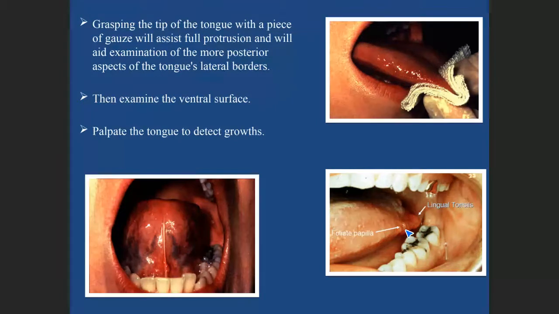On the lateral border of the tongue, you will also see the foliate papilla as well as the lingual tonsil. See, this appears like a growth here, but don't get confused with the growth. This is the normal variation. Okay, this is the anatomy of the tongue itself. So this is lingual tonsil. Don't get confused with any kind of swelling.